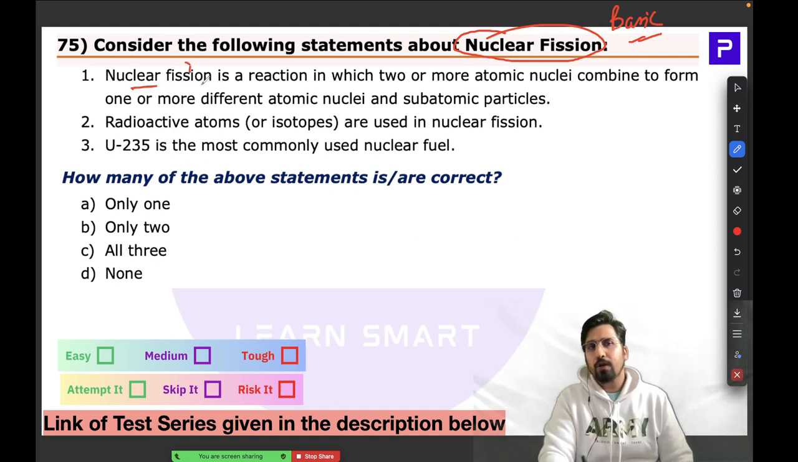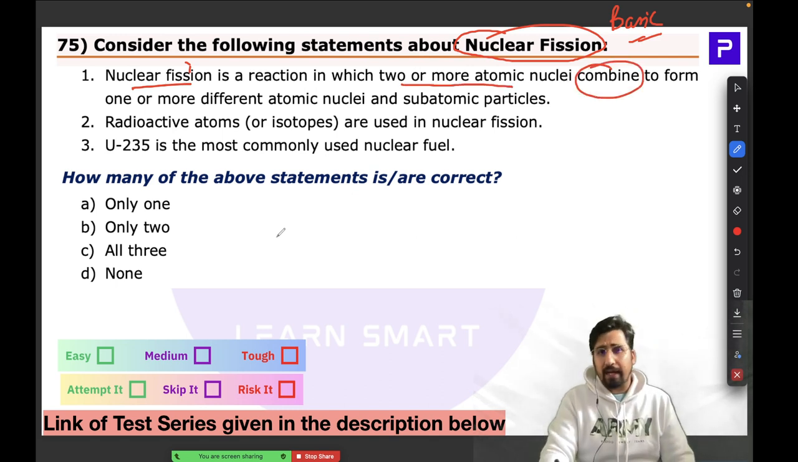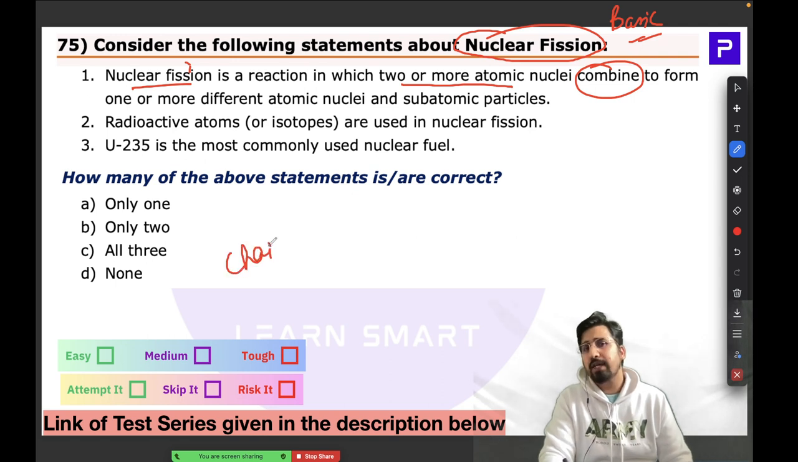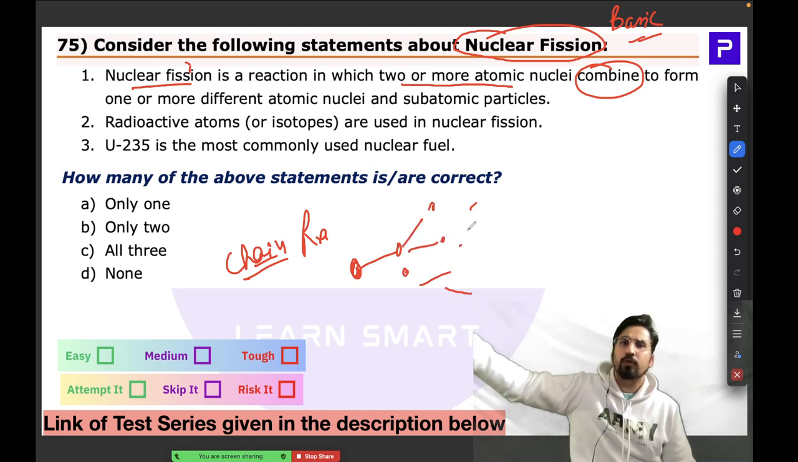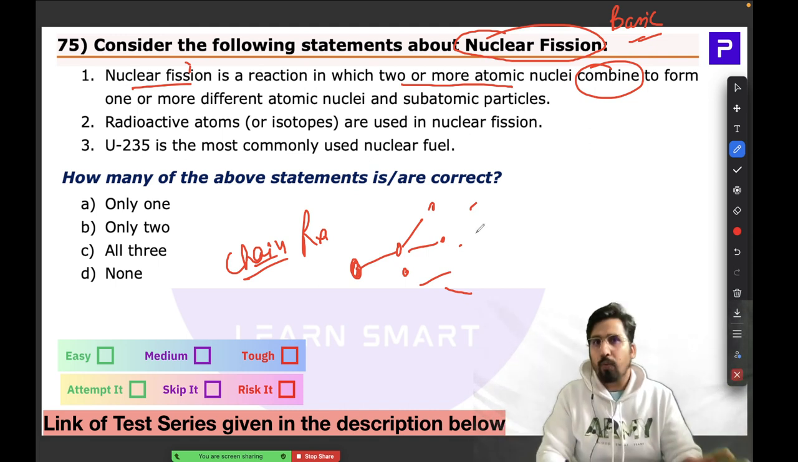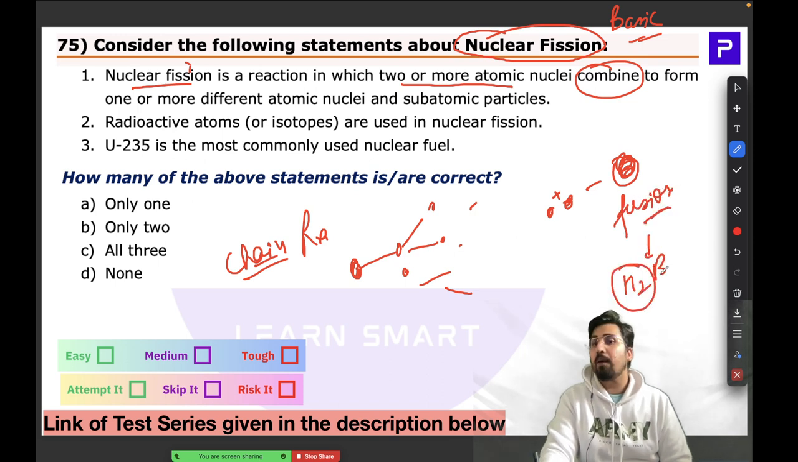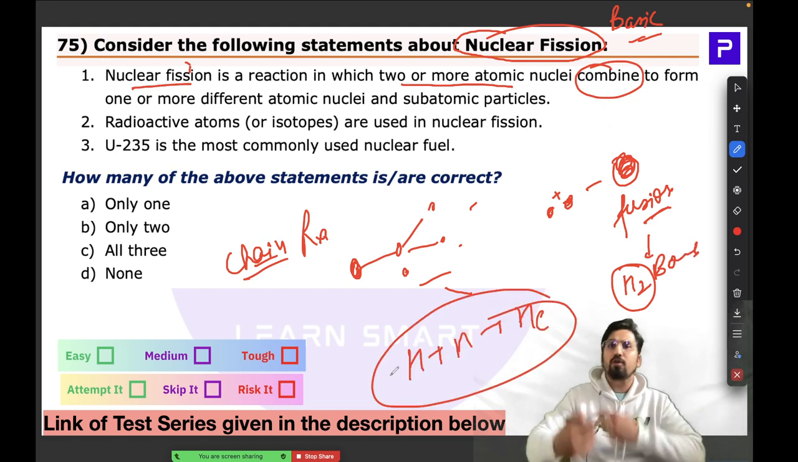Read the first statement. Nuclear fission is a reaction where two or more nuclei combine. Is it like that? We have read about nuclear fission. Fission is the chain reaction that we have, no? The chain reaction, the one breaks into two, the two breaks into four, and the four breaks into 16, and so on. So, nuclear fission is the breaking of the nuclei. When two or more nuclei combine to form a bigger one, that is not fission, that is called nuclear fusion reaction. The science behind the development of the hydrogen bomb that we have, no? The two small hydrogen nuclei combine to form helium. That is the nuclear fusion reaction.